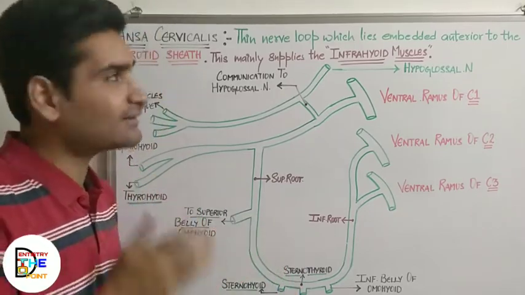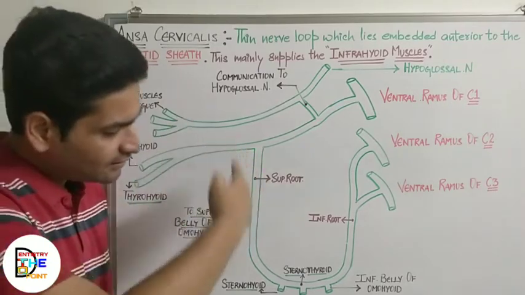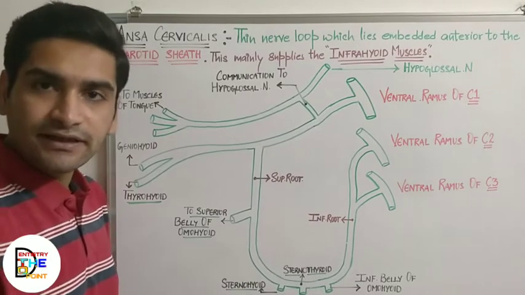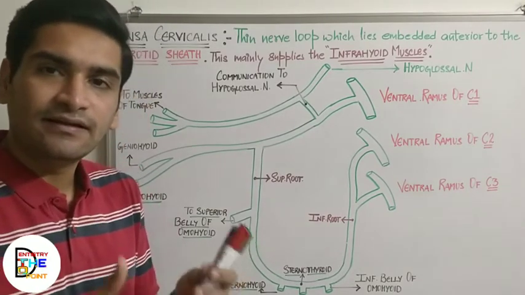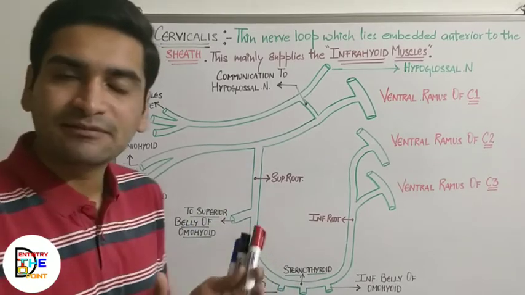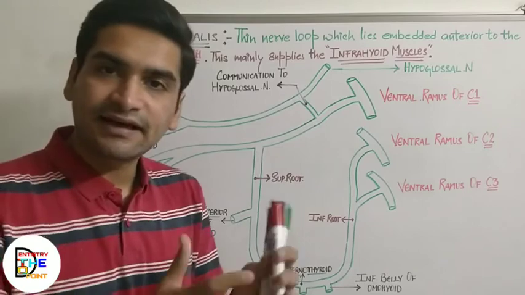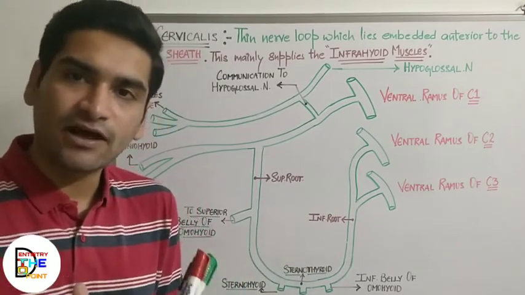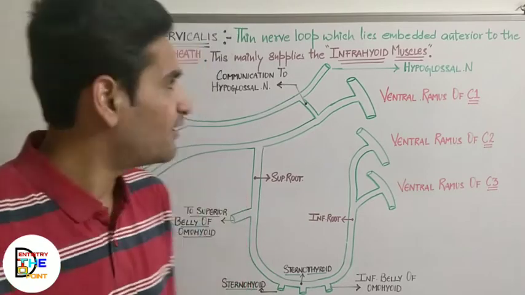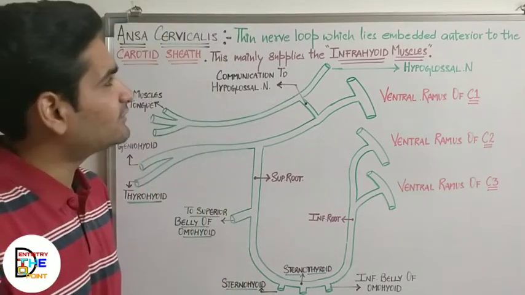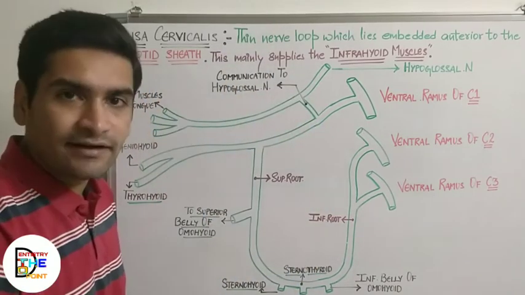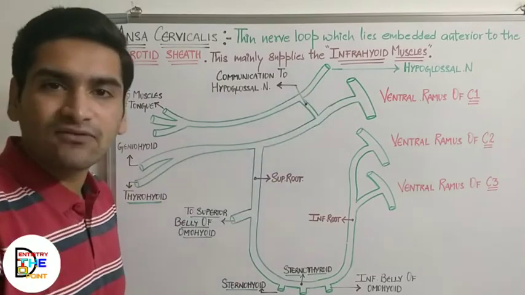So firstly, Ansa Cervicalis is a nerve loop. It is a loop of nerve which lies embedded anterior to the carotid sheath. If you see the structure of the carotid sheath, in the anterior region there is Ansa cervicalis, and in the posterior region there is the sympathetic trunk, and inside the carotid sheath, the contents are the vagus nerve, common and internal carotid artery and internal jugular vein. So now coming back to Ansa cervicalis, it is a nerve loop which lies embedded anterior to the carotid sheath. It mainly supplies the infrahyoid muscles.